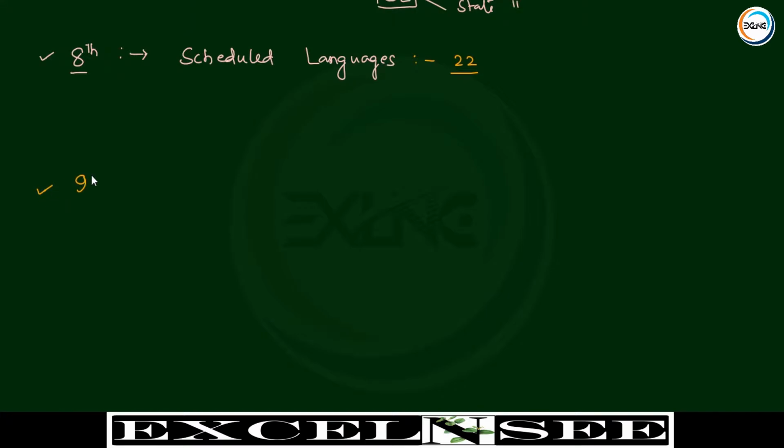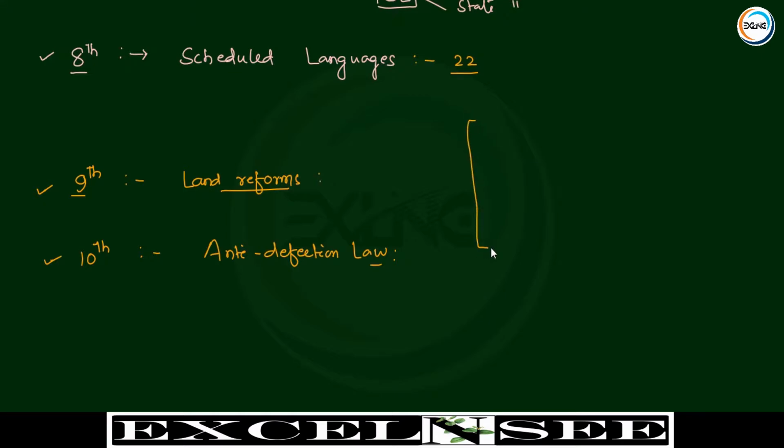Now the 9th schedule basically talks about land reforms. The 10th schedule talks about the anti-defection law. Okay, so this is tricky, how? Remember triple L, 3L.